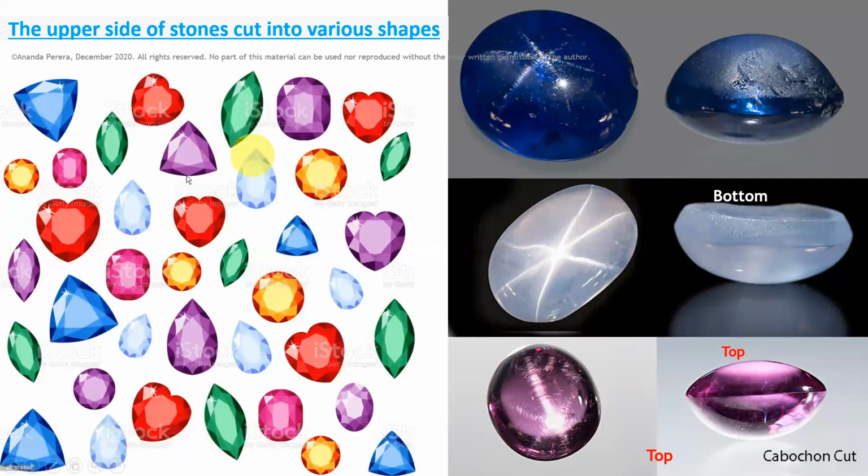Those are faceted. These are cabochon. Look at the top, star. It is cabochon. Cabochon star. Cabochon purple star. Top. This is double cabochon. Top and the bottom both are double cabochon. One side cabochon, the other side is the bottom of the star. This is the top side. This is the bottom side of the star. Stars and cat's eyes are also cut like these cabochons. One side, single side cabochon. See, top side, bottom side.